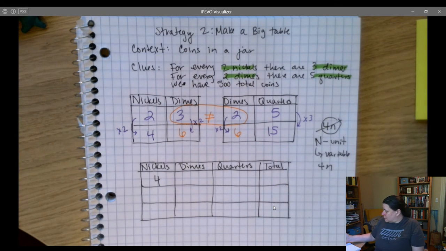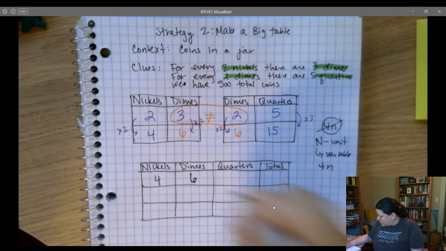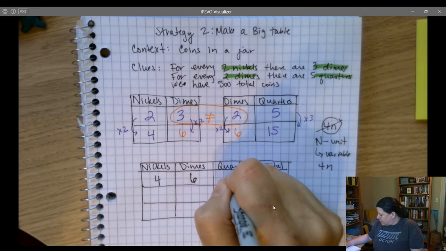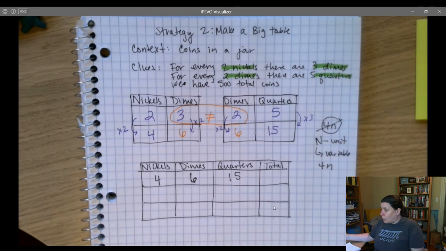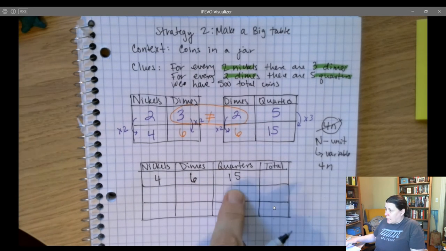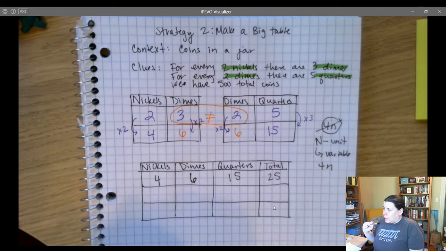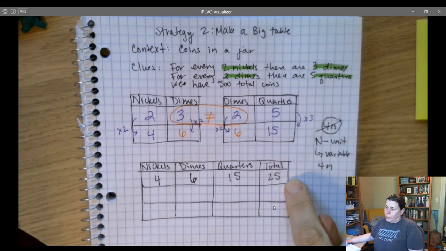Nickels is 4, dimes is 6. My pen isn't working. 6. Quarters is 15. And then total, if I had this number of coins, 4 plus 6 is 10, plus 15 is 25. And we see this 25 crop up again.